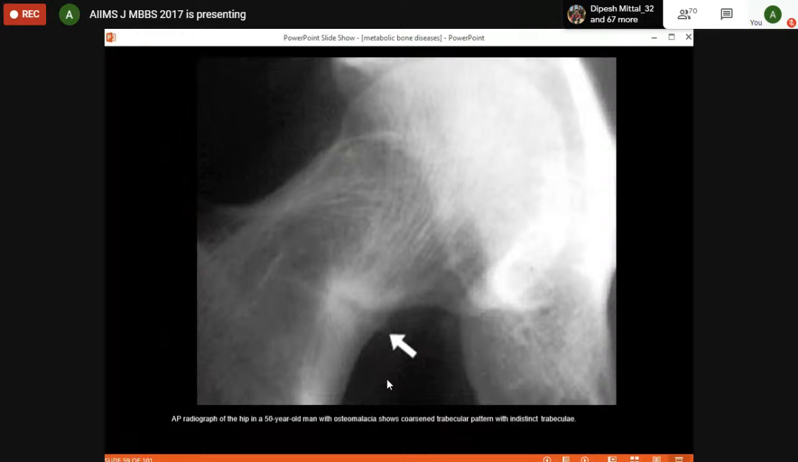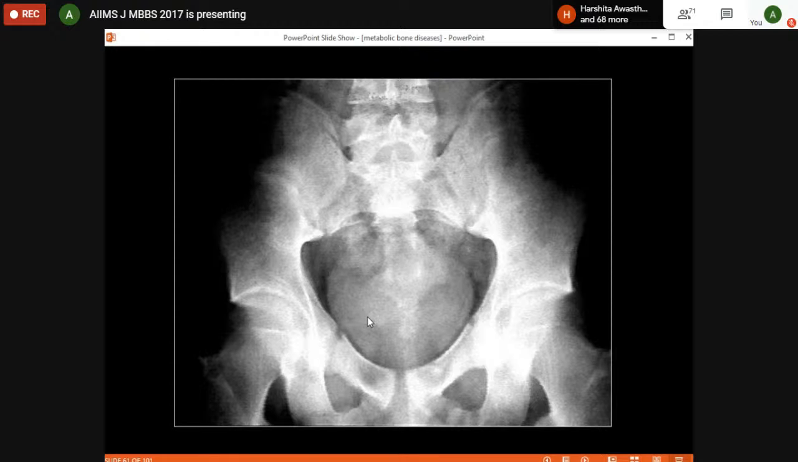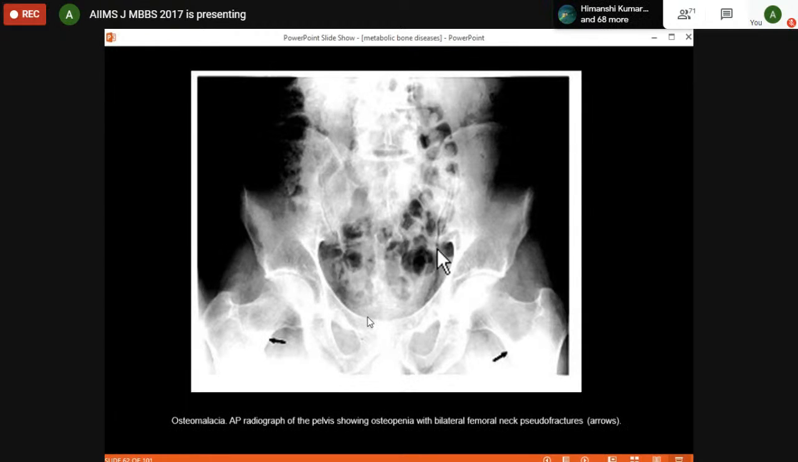This is an AP radiograph of a 50-year-old man with osteomalacia showing a poor trabecular pattern with indistinct trabeculae. Here you cannot see the trabeculae very well. Here you can see the trabeculae, but in the distal portion you cannot appreciate them. And this is an AP radiograph of a patient showing osteomalacia and multiple Looser zones in the superior pubic ramus. Actually, this picture is not very clear, which is showing pseudofracture of the bilateral femoral neck.